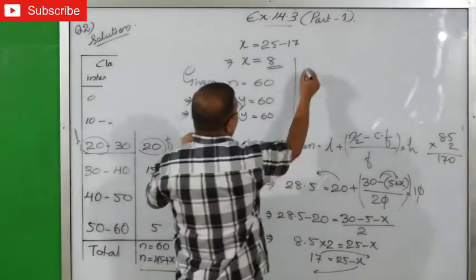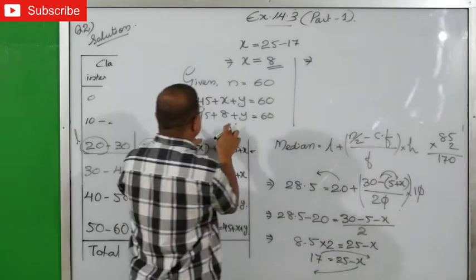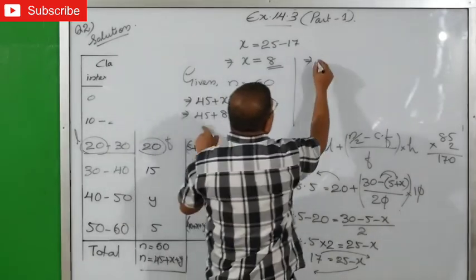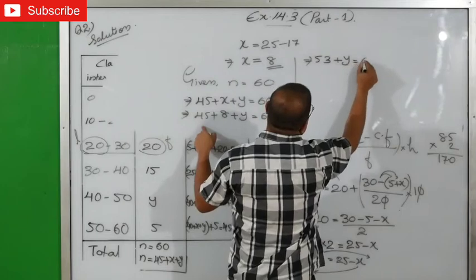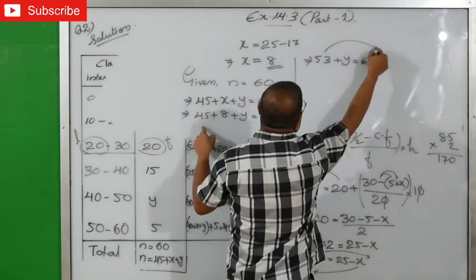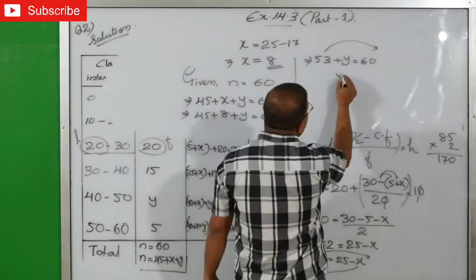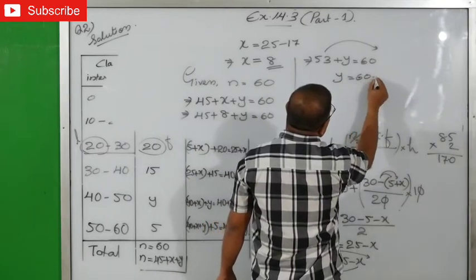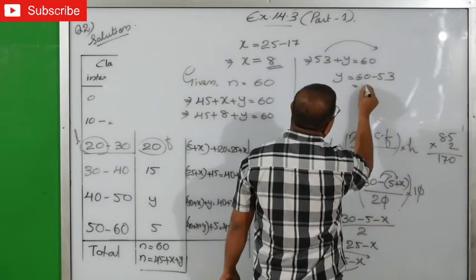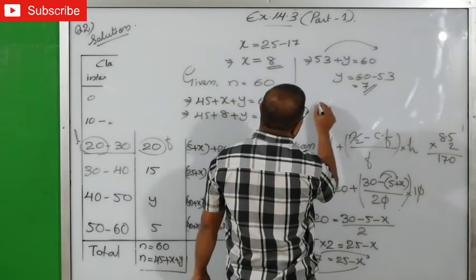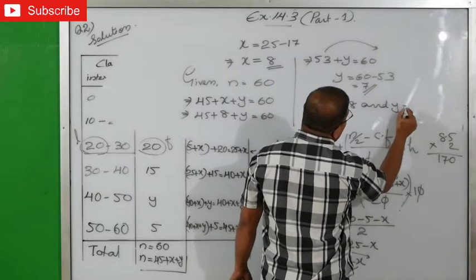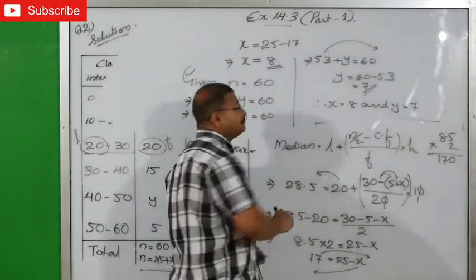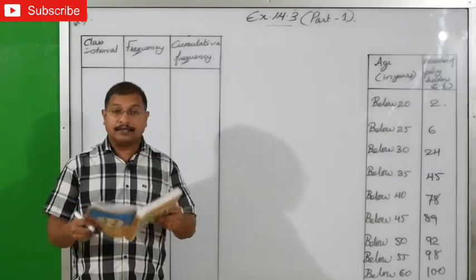This implies 45 plus 8, 53, plus y equals 60. Now this 53 will carry to the other side. That means y equals 60 minus 53 equals 7. Therefore x equals 8 and y equals 7. Is it okay? Let's see the next question.